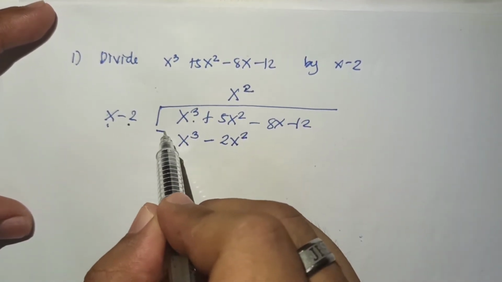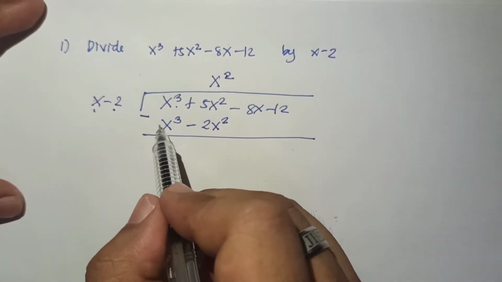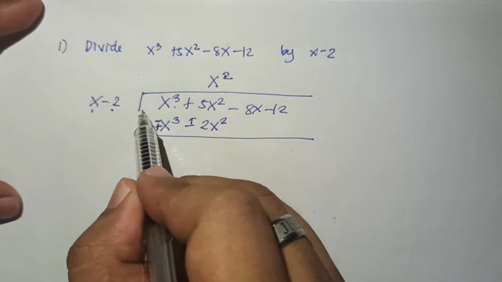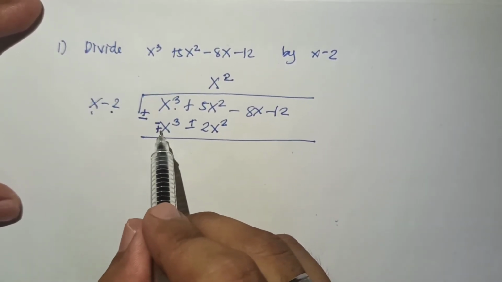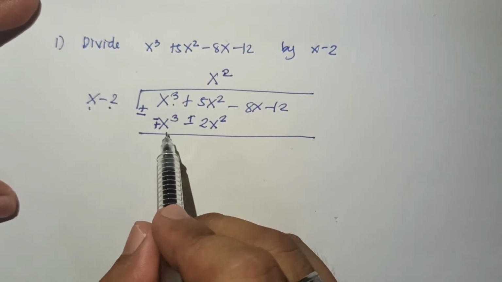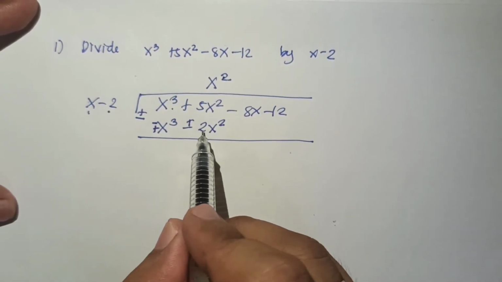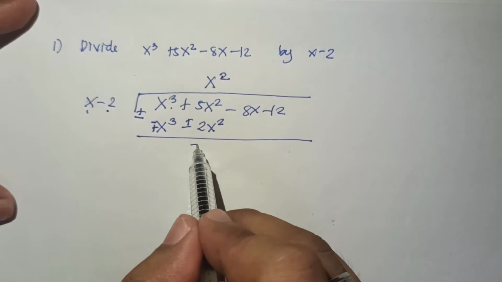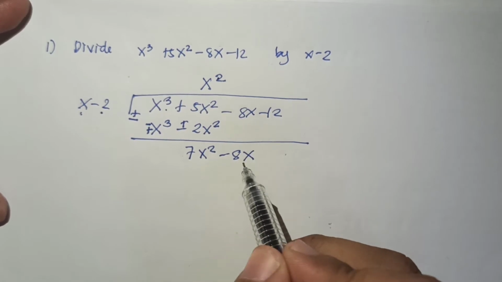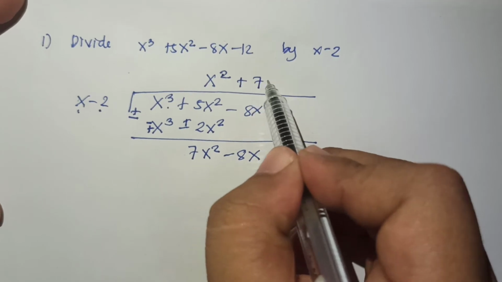So subtract. So if we're going to subtract, change the sign of the subtrahend and proceed to addition. This will become negative, plus, and plus. So the sign for x cubed, that is equal to 0 because x cubed plus negative x cubed is equal to 0. 5x squared plus 2x squared. So the result is 7x squared. So bring down 8x. So 7x squared divided by x, the result is 7x.